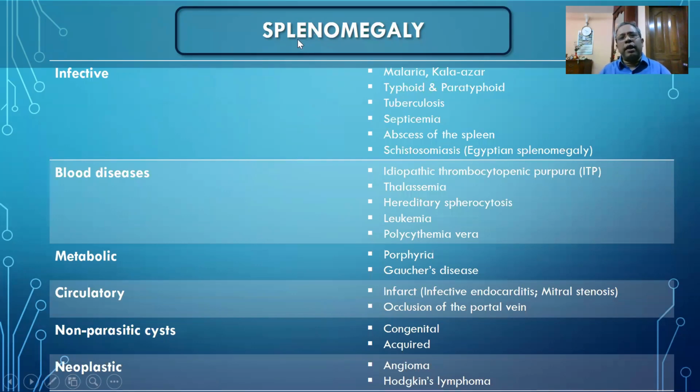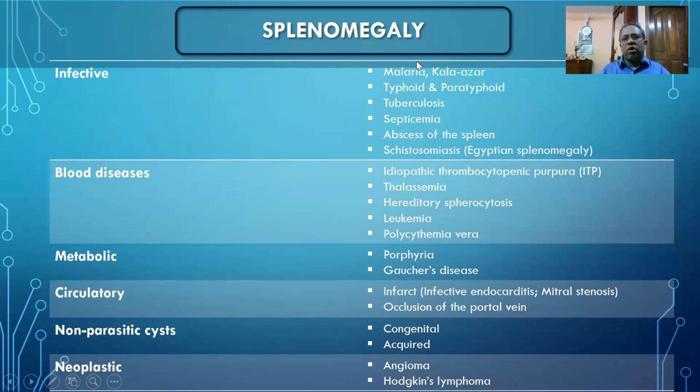Sometimes it is mistakenly written in the paper as splenomegaly, splenectomy with a double E. No, it is a single E. Be careful about it. Then the infective causes, most commonly, are malaria, kala-azar, both causing splenomegaly, typhoid and paratyphoid disease, tuberculosis, septicemia, abscess of the spleen, and lastly schistosomiasis, Egyptian splenomegaly. So these are the infective causes.